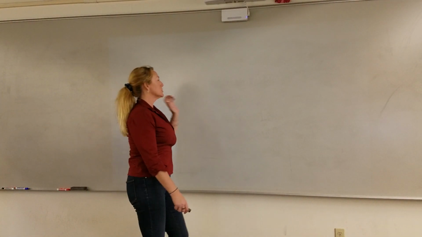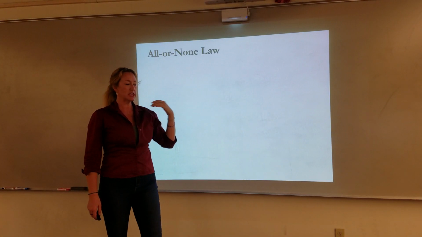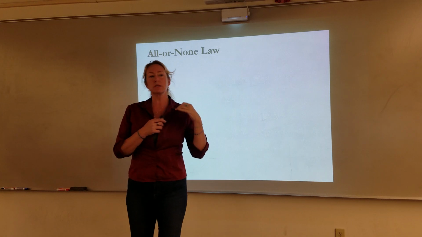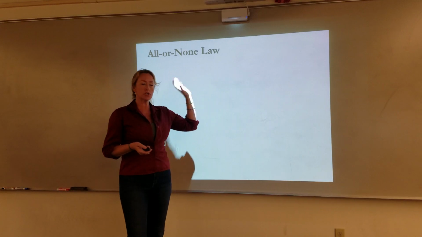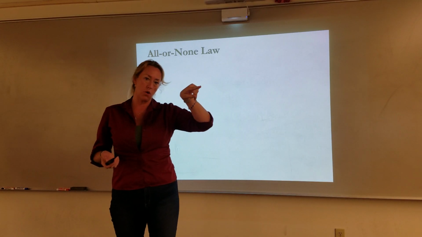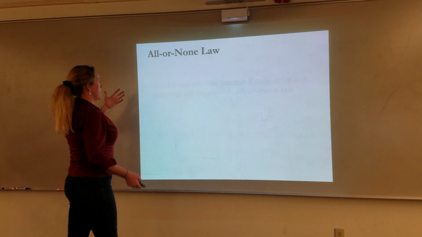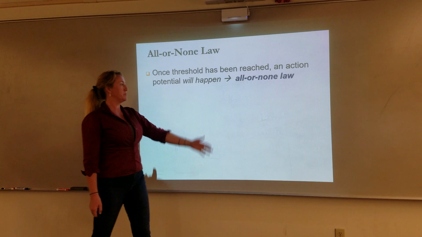And this brings me to the all or none law. So we've talked about this and I've said things are graded. If it's graded, it means a certain amount has to build up to reach that threshold. If it doesn't, it's not going to fire. Action potentials are all or none. So if they reach threshold and open those voltage-gated sodium channels, that neuron is going to fire an action potential. Once threshold is reached, the AP is going to happen.